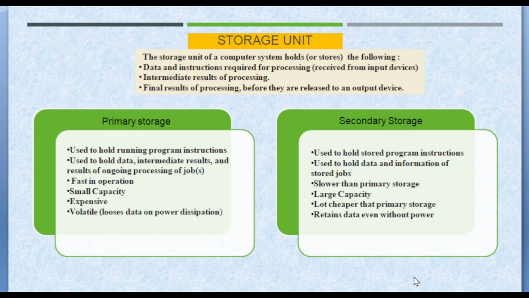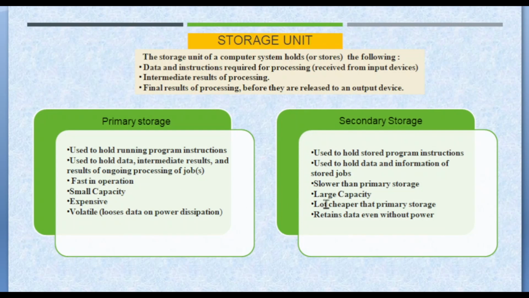Next is the storage unit. It holds the data and instructions that are entered through the input unit before they are processed. The storage unit is divided into two categories: primary storage and secondary storage. Primary storage is used to hold the program being currently executed in the computer, the data being received from the input unit, and the intermediate and final result of the program. Whereas secondary storage is used like an archive. It stores several programs, documents, and databases.